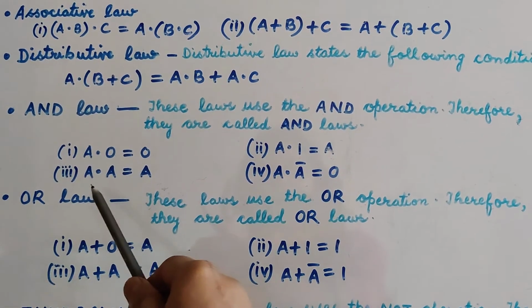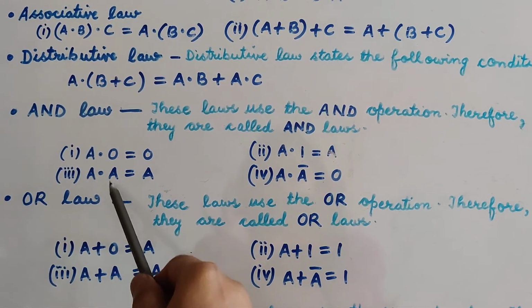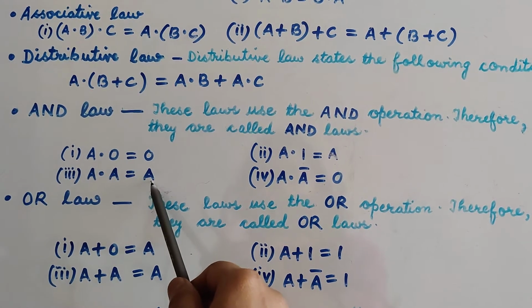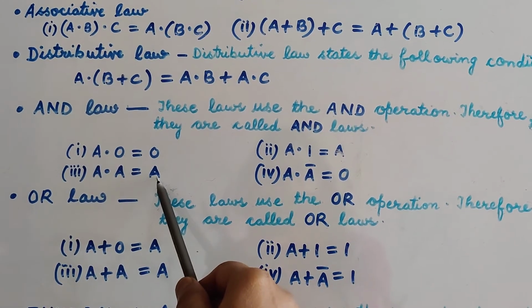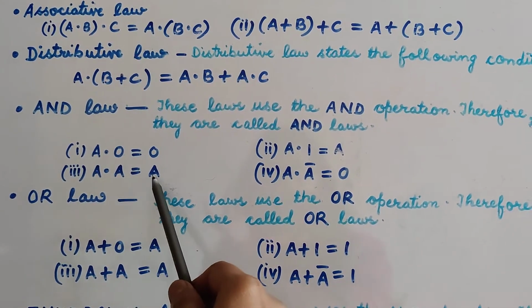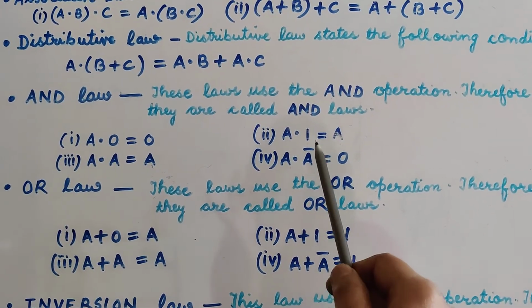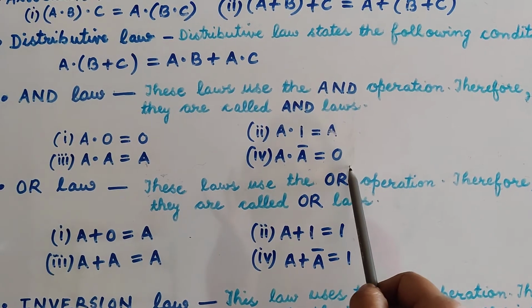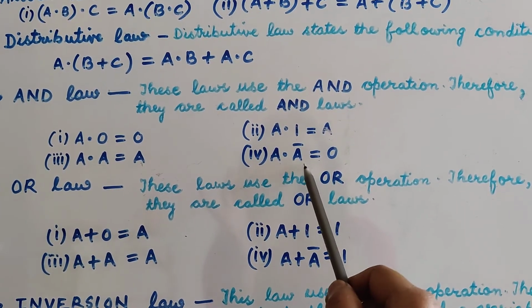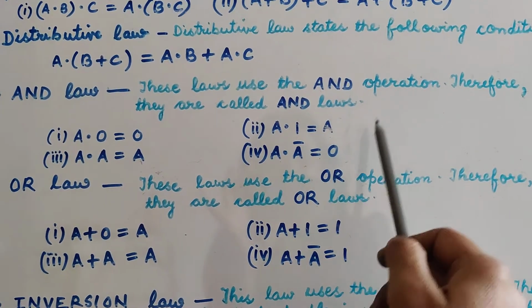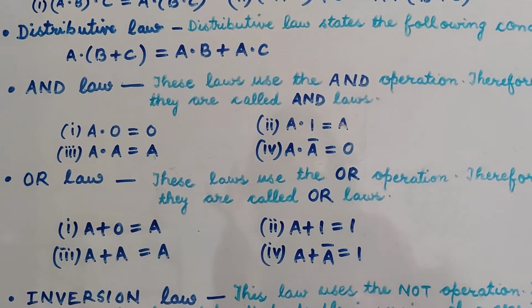Similarly, if we multiply a variable by itself, then the value will be equal to the value of that variable. That is, a dot a will be equal to a, and if any variable is multiplied by its complement, then its value will be equal to 0. That is, a dot complement of a will be equal to 0. So this is the AND law.